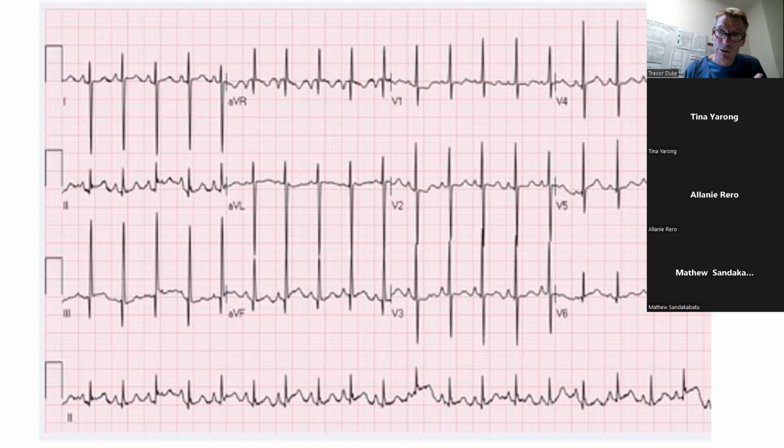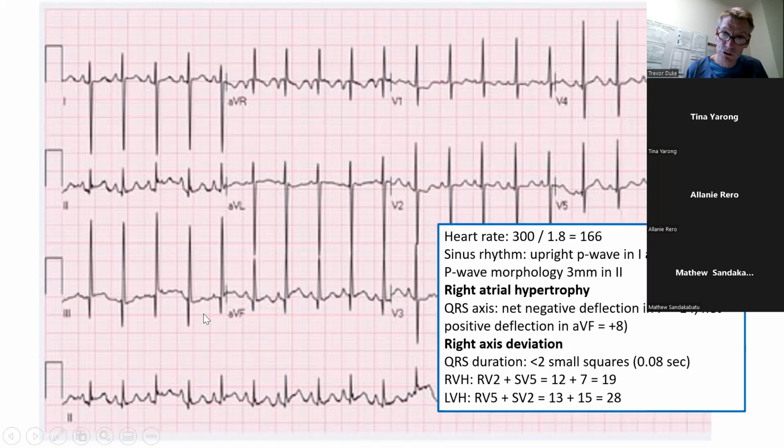And so remember, we talked about how to read an ECG. The first thing you do is look at the rate, and the rate is 300 divided by the number of large squares, right? 300 divided by the number of large squares. So in this case, it's 1.8. So the rate is about 166. So this baby has a tachycardia.